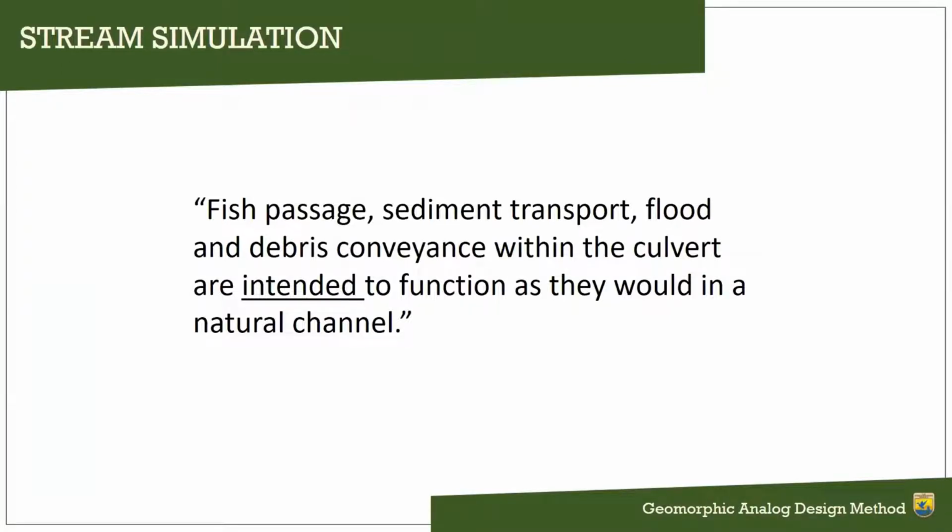So hydraulic design for a specific species did not work out as intended, and we started to look at trying to simulate nature. And the stream simulation method says that we want fish passage, sediment transport, flood, and debris conveyance within the culvert to function as they would in a natural channel.